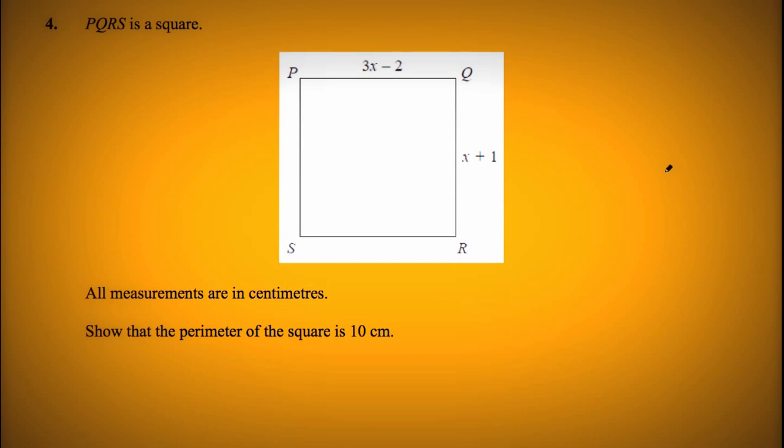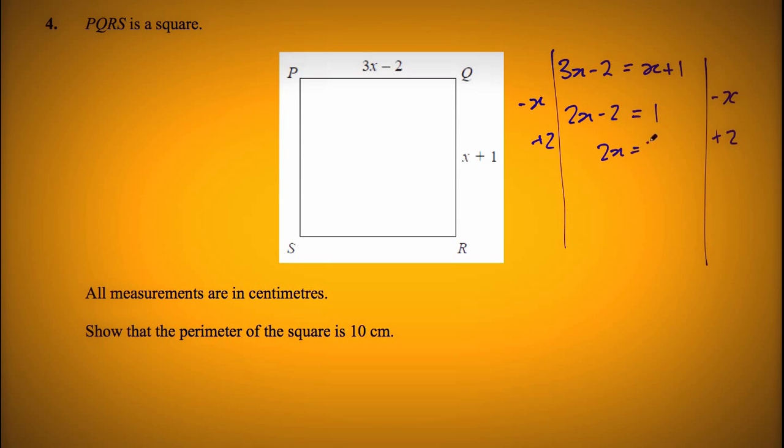Question 4. PQRS is a square. All measurements are in centimetres, and here's the square labelled 3x minus 2 on one side and x plus 1 on the other side. Show that the perimeter of the square is 10 centimetres. For this I'm going to have to solve for x. Because the two sides of the square are equal, I can set one side equal to the other side, and then subtract x from both sides. That gives me 2x minus 2 equals 1, add 2 to both sides, 2x equals 3. Divide both sides by 2, that gives me x equals 1.5.